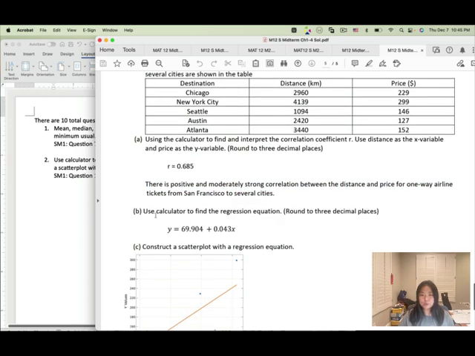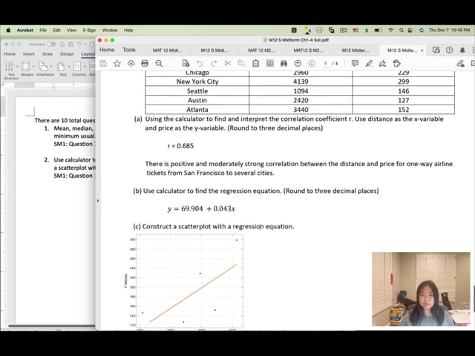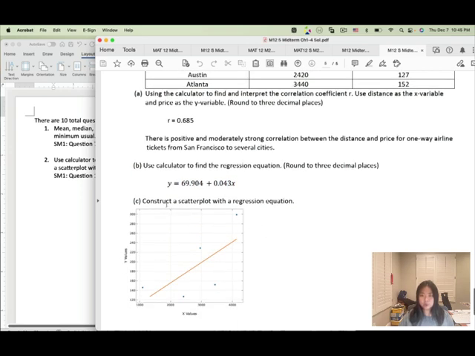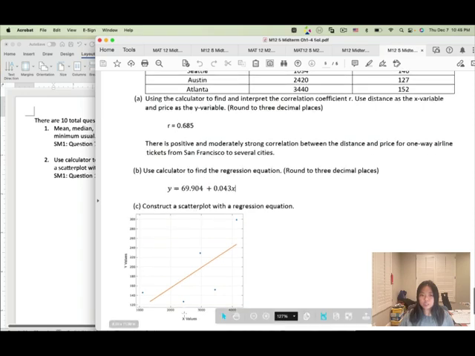And then B, use your calculator to find the regression equation. Okay, strictly using your calculator. Make sure you write it in the linear equation format. And then last one, use your calculator to construct a scatter plot with a regression equation. I need the regression equation, and also, please write down the title. What is the title for this scatter plot? What is your x value and what is your y value?